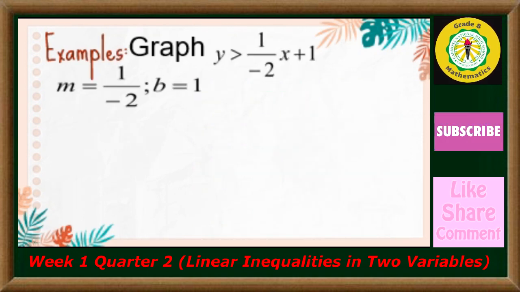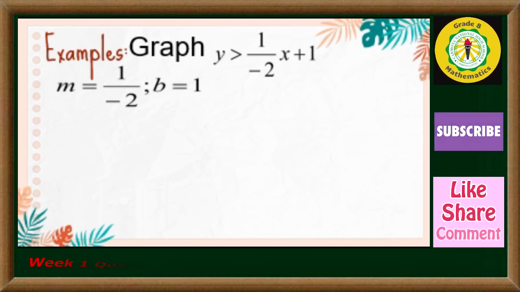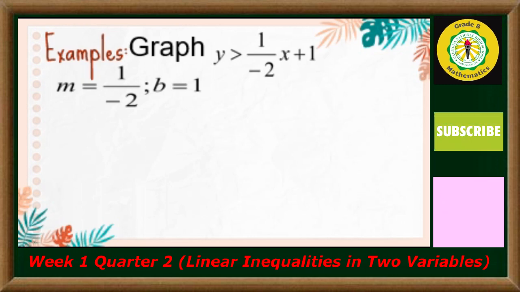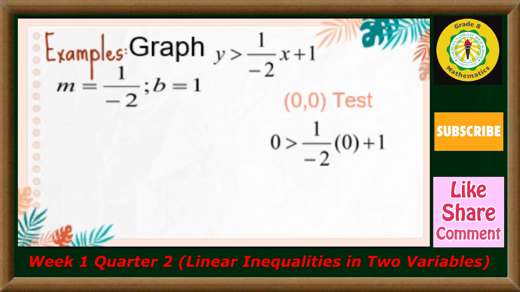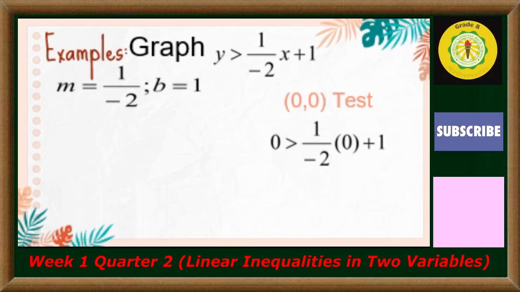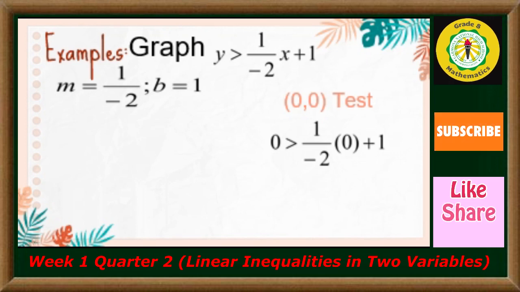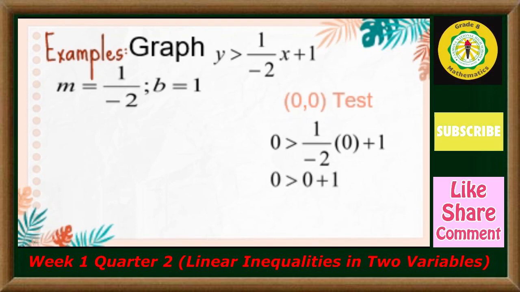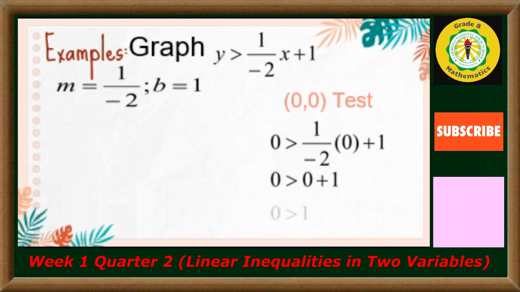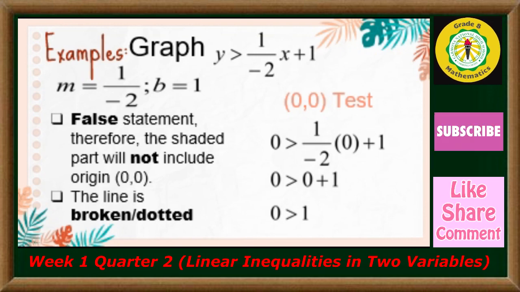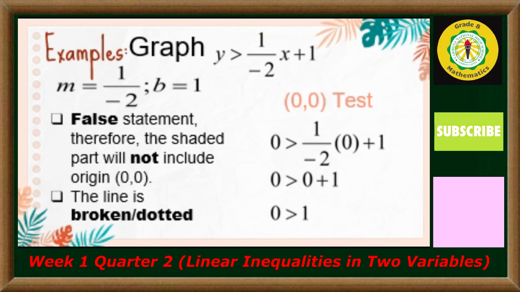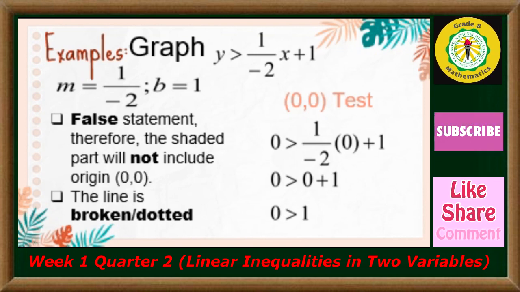Next example, graph y is greater than negative 1 half x plus 1. The slope here is negative 1 half and the y-intercept is 1. Now let's test (0, 0), or the origin. We need to substitute the ordered pair in our given inequality. So 0 is greater than negative 1 half times 0 plus 1. We need to simplify. 0 is greater than 0 plus 1, so 0 is greater than 1. It is a false statement. Therefore, the shaded part will not include the origin (0, 0), and the line is broken or dotted.